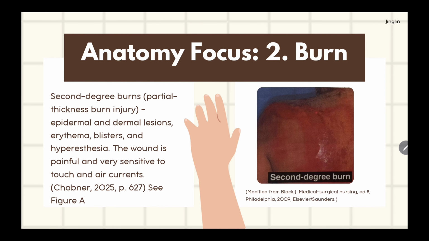For this case, Mr. T has a second-degree burn, which means that both the epidermis and part of the dermis are damaged. You can usually tell by blisters, redness, and pain. The wound is very sensitive to touch and even to air movement. Patients often describe it as a burning or stinging pain. It's important to protect the wound from infection and keep it clean and moist so the new skin can grow back. If you look at figure A in the slide, it shows the layers involved in the second-degree burn.